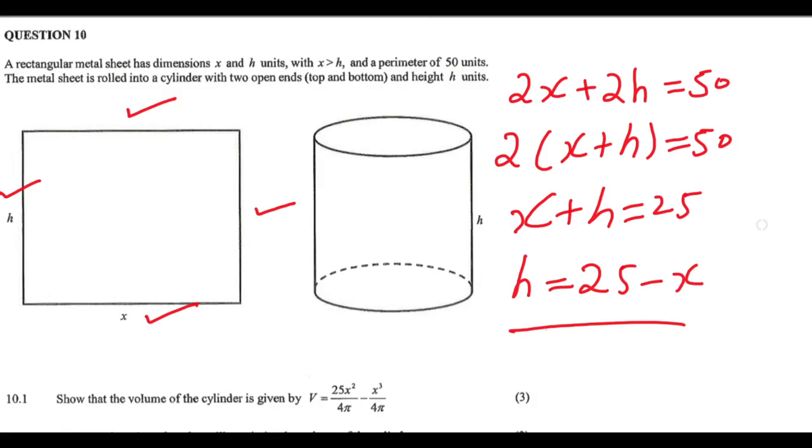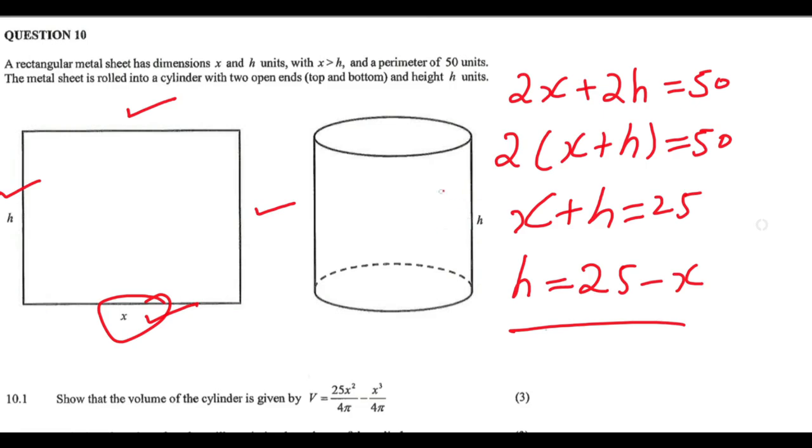Now must remember, when rolled into a cylinder with height h, the dimension x, this one, becomes the circumference of the base.